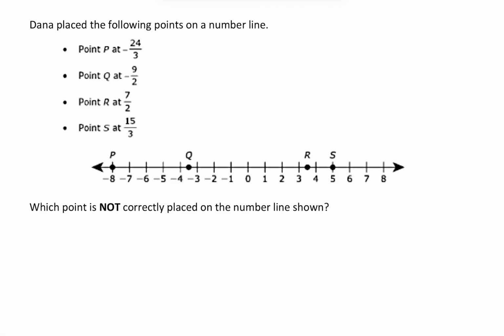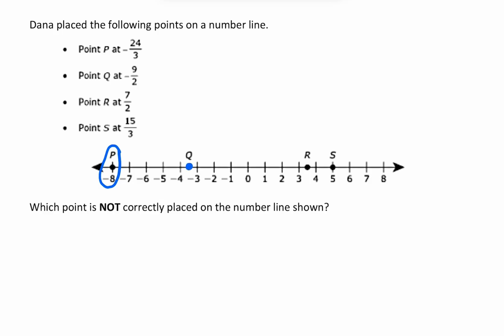So Dana placed the following points on a number line. So point P, Q, R, and S. So if we look, we have those points on the number line. Which point is not correctly placed? So the first thing we're going to do is we are going to label these points. So P is obviously at -8. That one's pretty easy. Q, though, is in the middle of 2 numbers, okay?